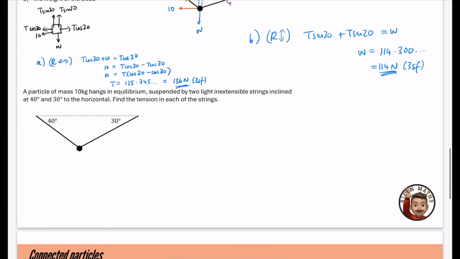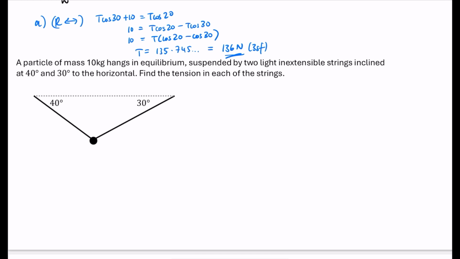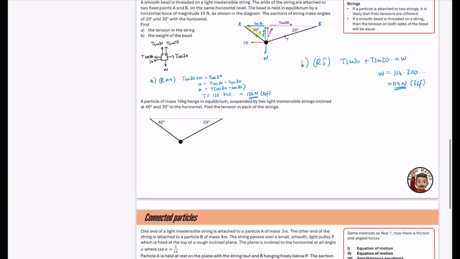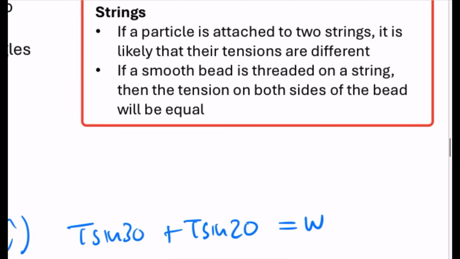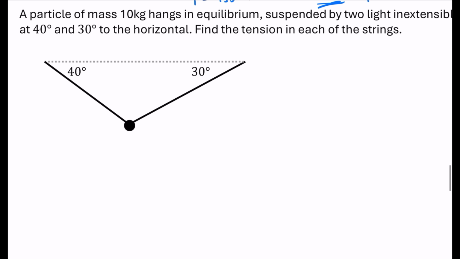Okay, the next question, similar kind of thing. Apart from the fact it says a particle of mass 10 kilograms hangs in equilibrium suspended by two light inextensible strings inclined at 40 and 30 degrees to the horizontal. Find the tension in each of the strings. So this is where it is attached to two strings. It's likely that their tensions are different. If both of these angles were 40 degrees or both 30 degrees, it would be the same, but the angles are different. It is not symmetrical.